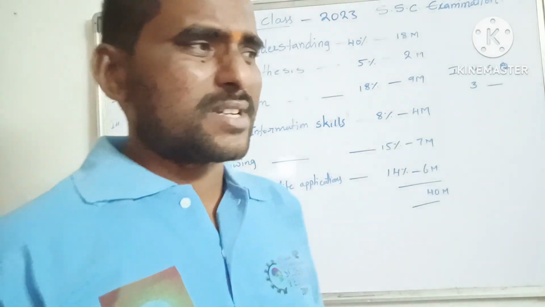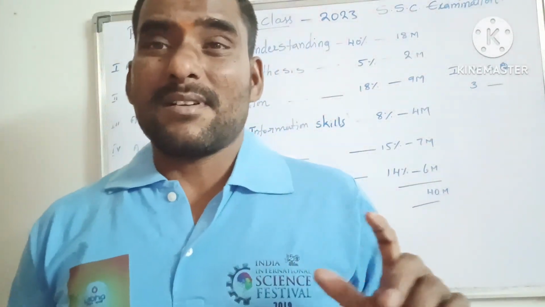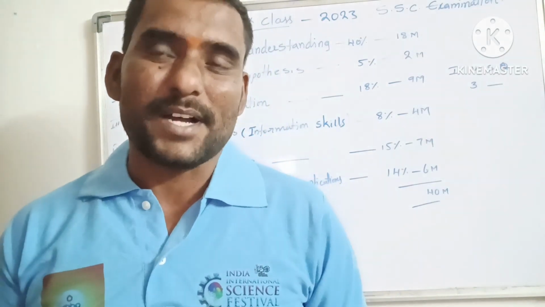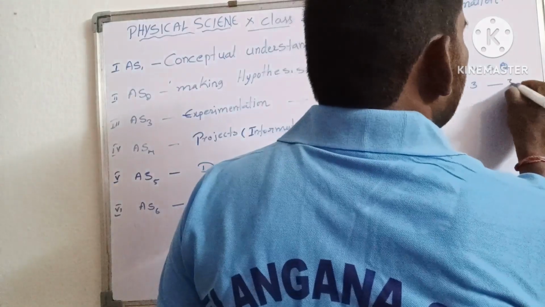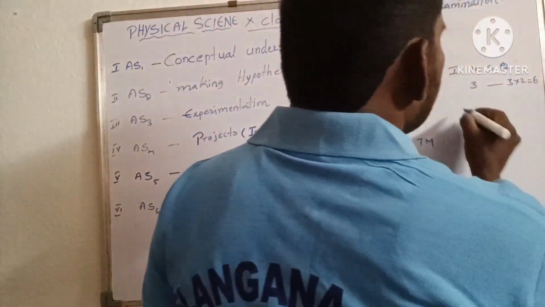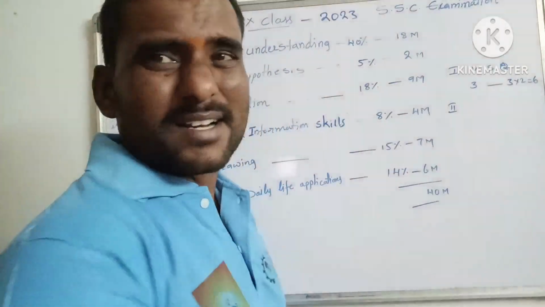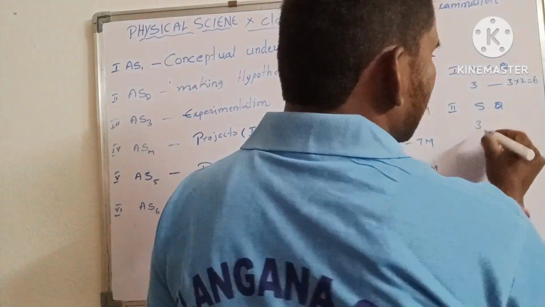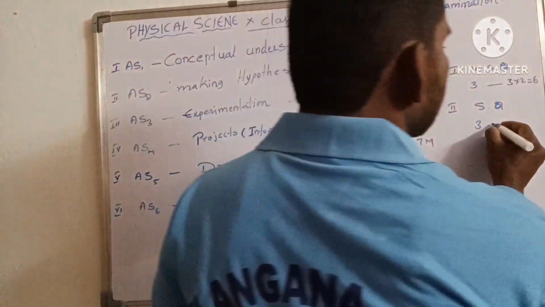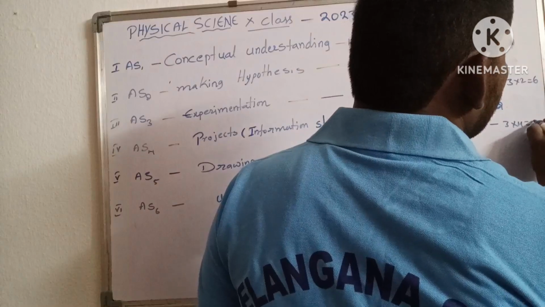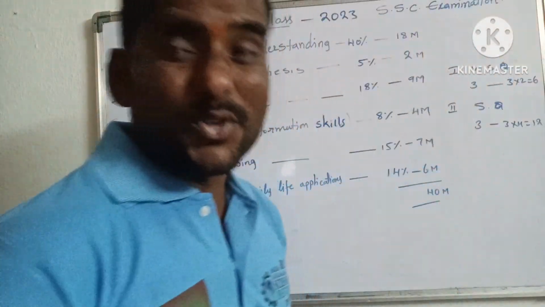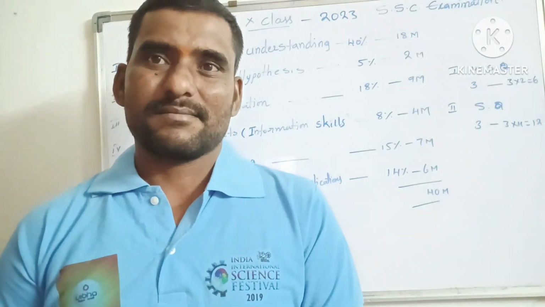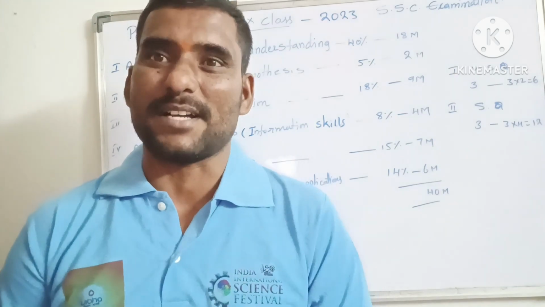For each question you should write at least 3 to 4 sentences to get 2 marks. So 3 twos are 6. Next, the second bit, short answers. These are also 3 questions. Each question carries 4 marks, so it is 12 marks total. You should write 5 to 6 sentences for each question. Remember, it is very important because that is 4 marks.